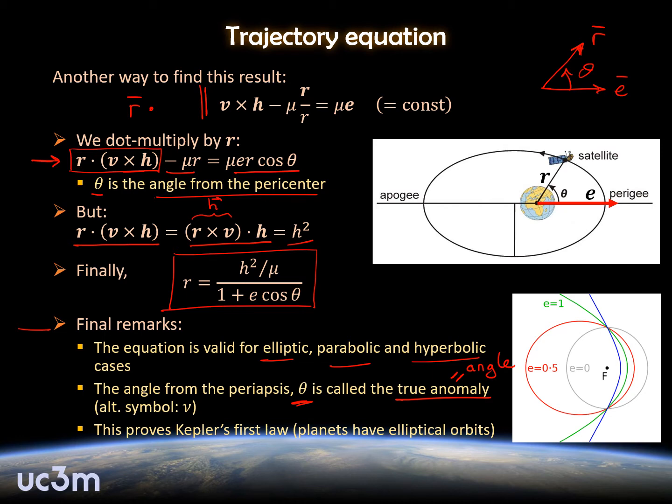In many texts and in some of the figures that we are using in these slides, instead of using the symbol theta for the true anomaly, we use the symbol nu. So don't be surprised if you see nu in some of the diagrams.